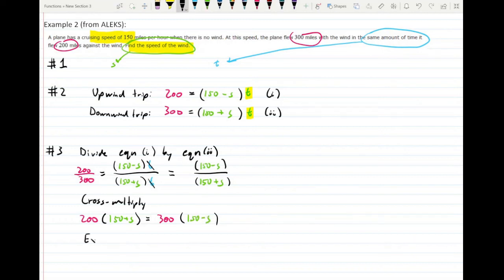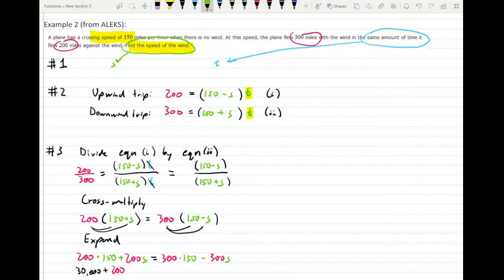and expand out our cross multiplication. So distribute, distribute, distribute, distribute, and that gives us 200 times 150 plus 200 times s equals 300 times 150 minus 300 times s, which all simplifies to 30,000 plus 200s equals 45,000 minus 200s, or 300s, my bad.